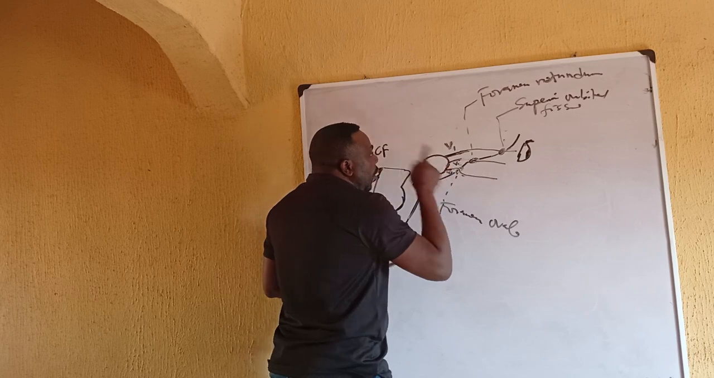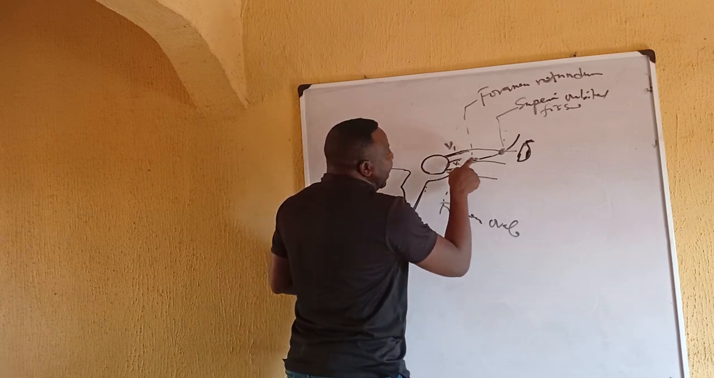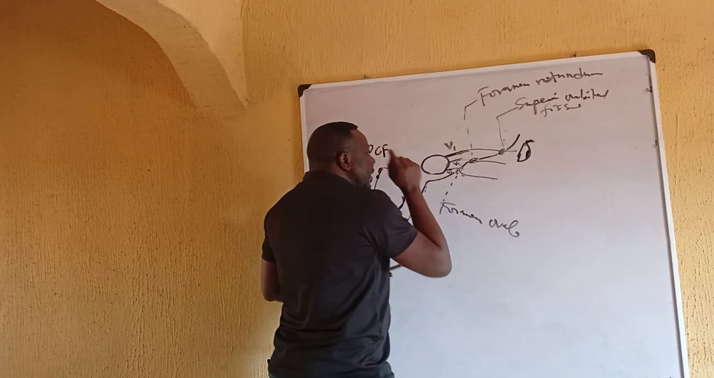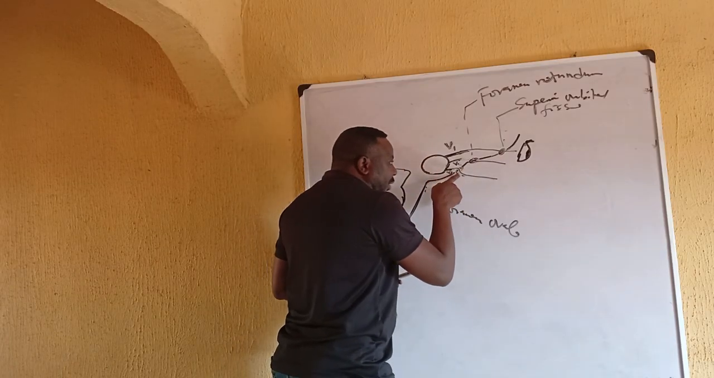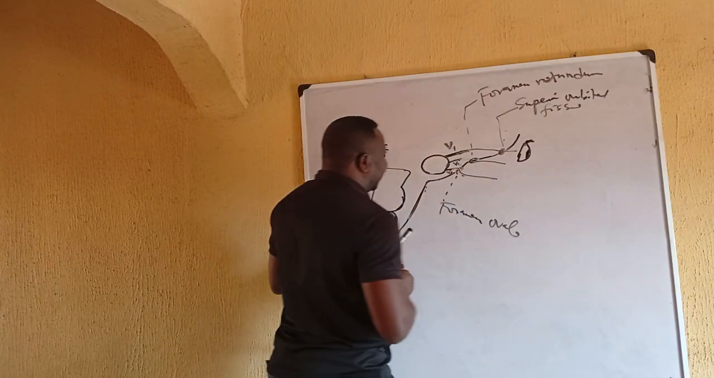The V2, which is known as the maxillary division, leaves the cranial cavity by passing through a foramen known as the foramen rotundum. The V3 leaves the cranial cavity by passing through a foramen known as the foramen ovale. So I hope this is well understood.